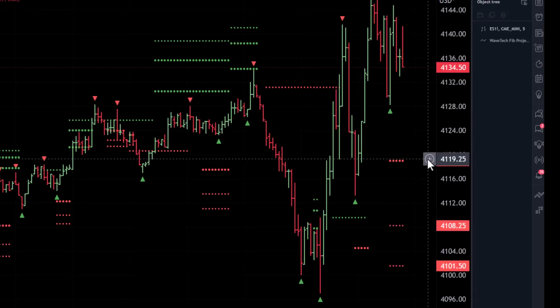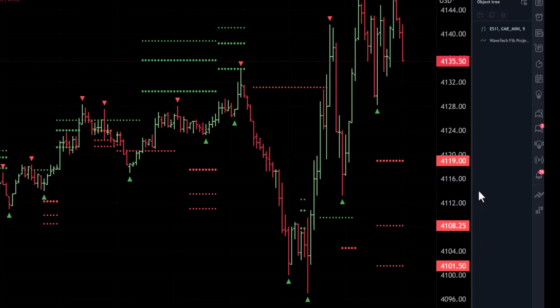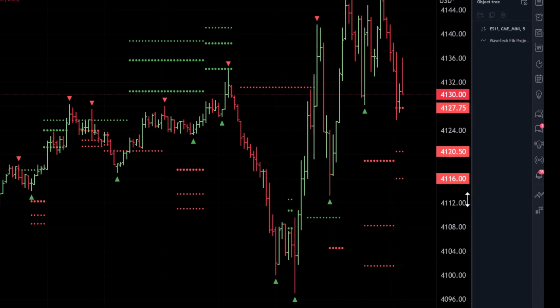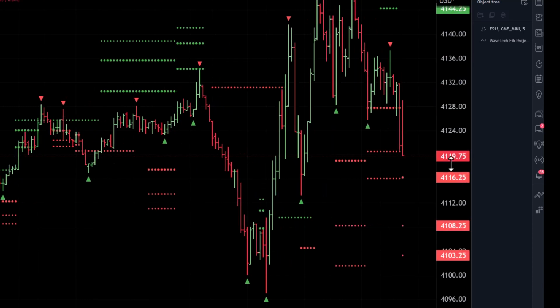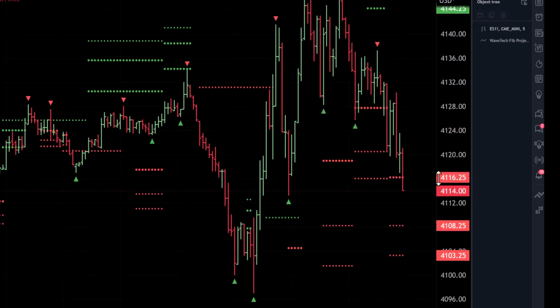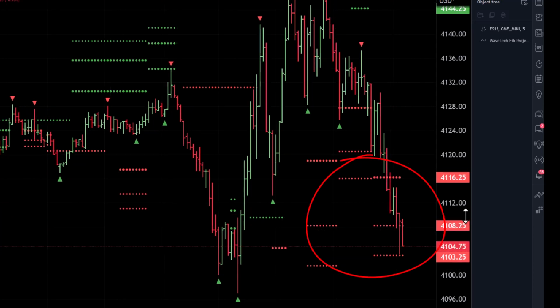Now we're getting downward projections again, 4119, 4108. You can see the red numbers on the side. Those are the actual projections that are coming in. Now we have 4120, 4116. So here we are, just hit Fib target 2, bounce off of that. Now there's a new target. Fib target 1 is hit. Fib target 2 is hit. Fib target 3 is hit.